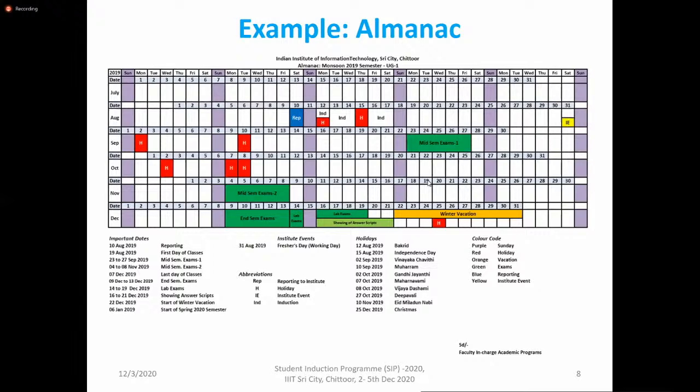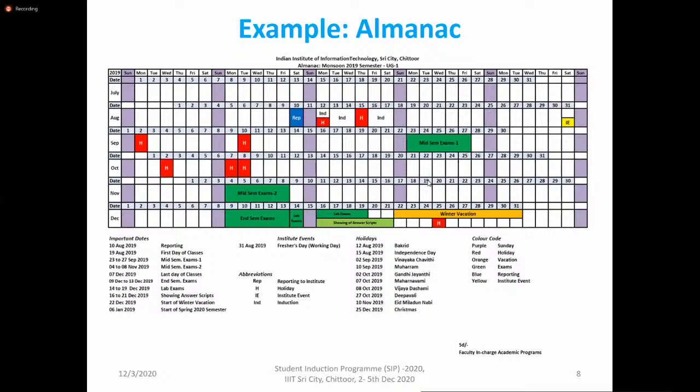Purple, what does purple indicate? What is red? Red indicates holiday. These should be strictly followed for the whole semester. The almanac is typically released before the semester begins. You will receive the almanac for this semester very soon.